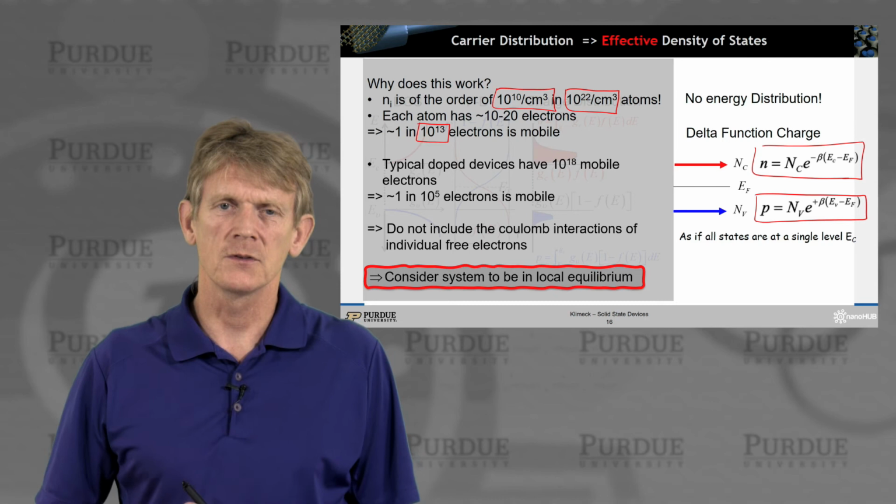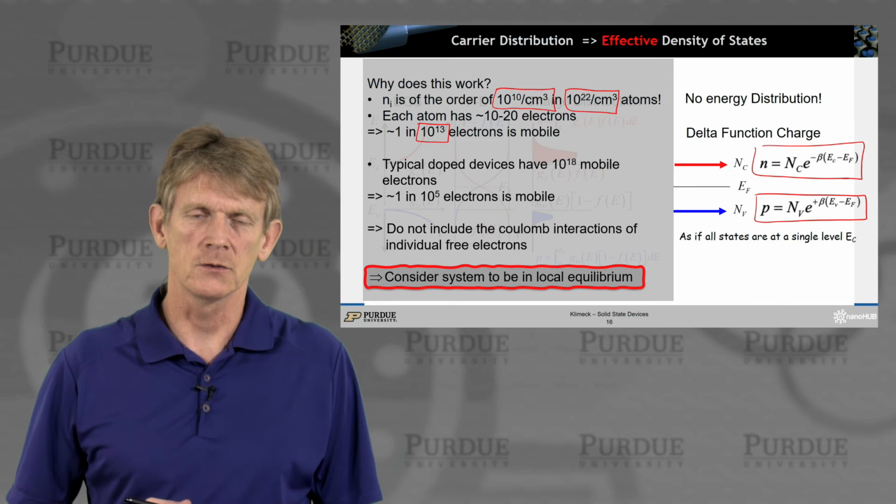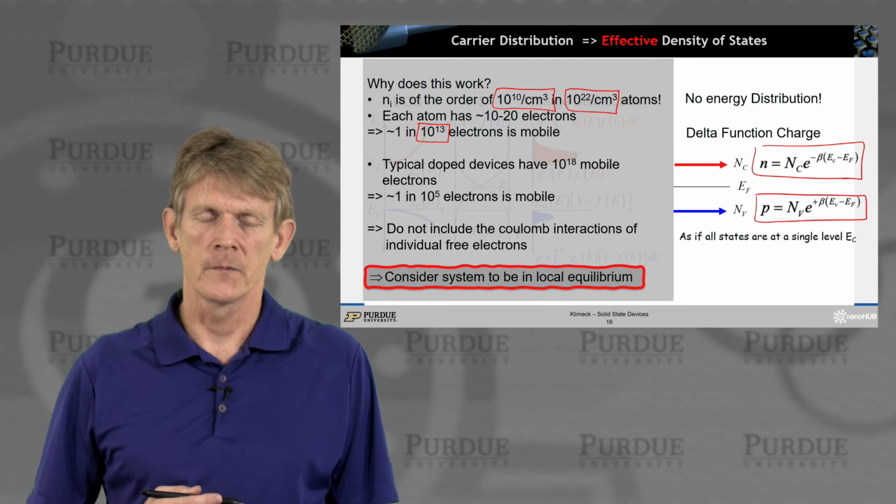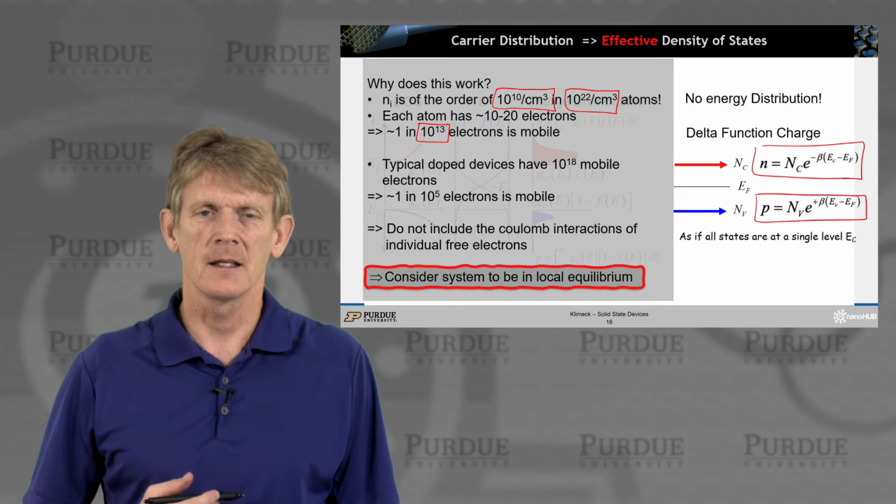The flip side is, if you have hot carriers that are relevant to the overall device performance, or distributions of carriers that, due to some sort of filters, bandpass filters, or band edges, etc., then this distribution as a delta function will not work.